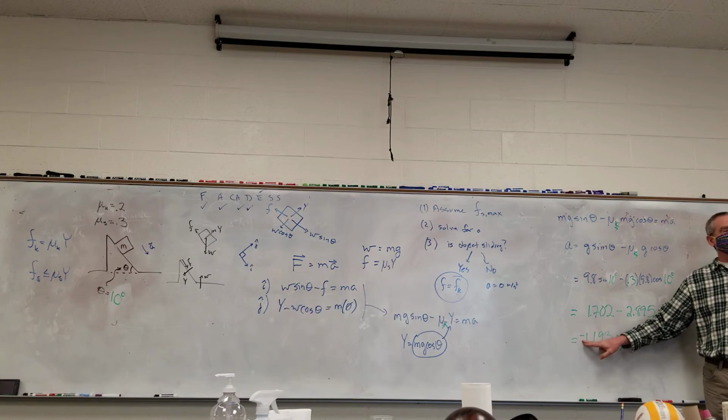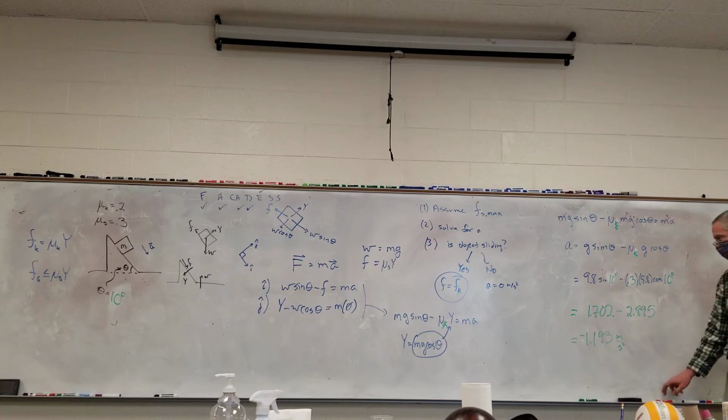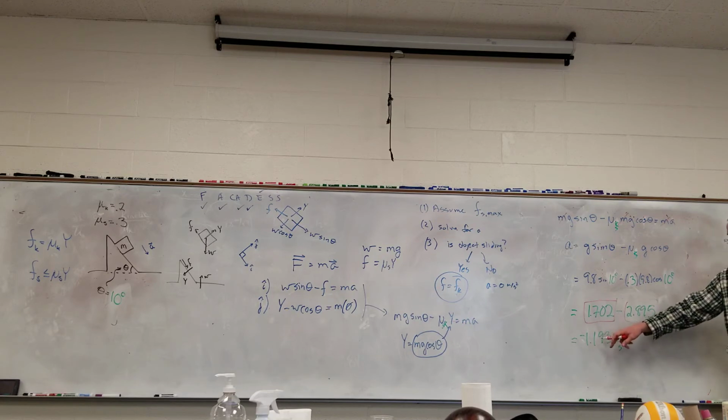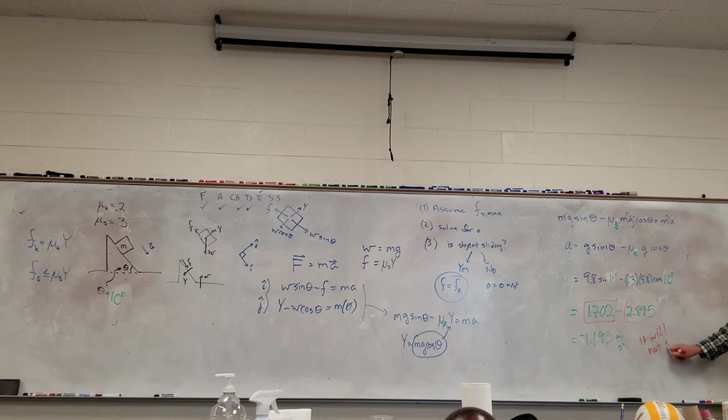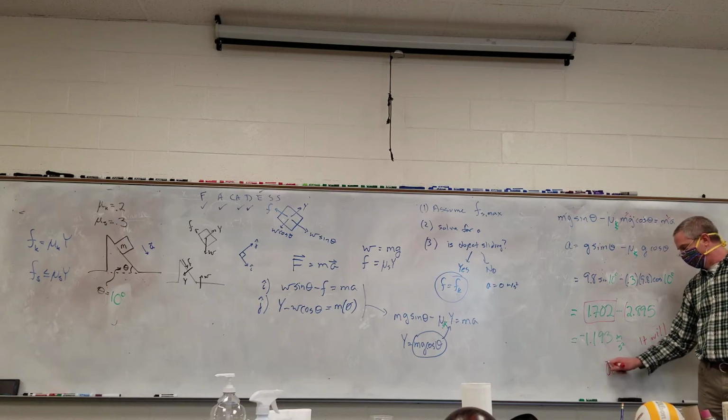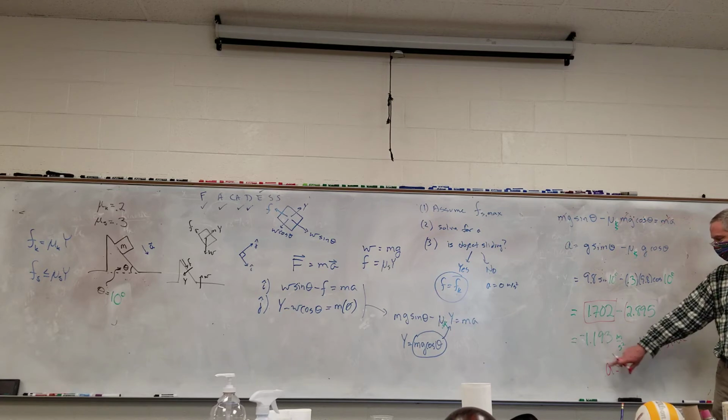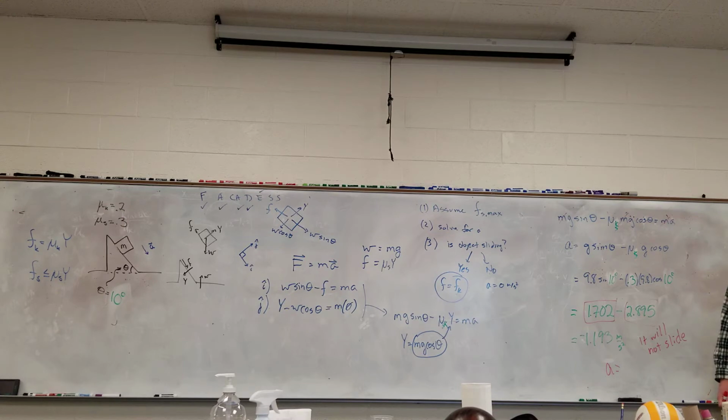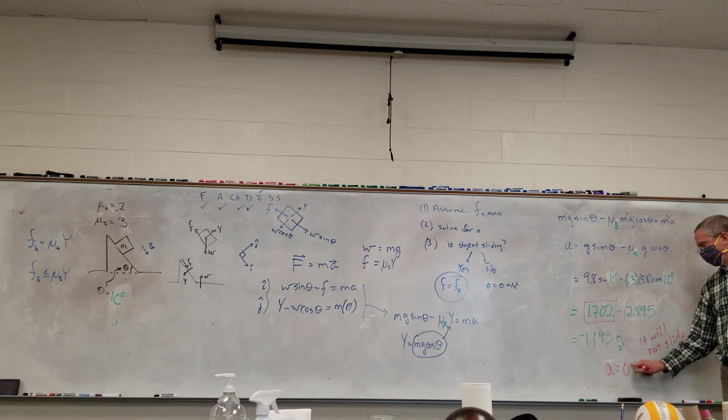That negative sign means I have not exceeded my maximum static, because remember, we're using 0.3 here. That's my maximum static friction right there. That is the force that's trying to take it down the ramp, and therefore it will not slide. Therefore, I already know the direction. What is the acceleration of the box? 0 meters per second squared. Yep.